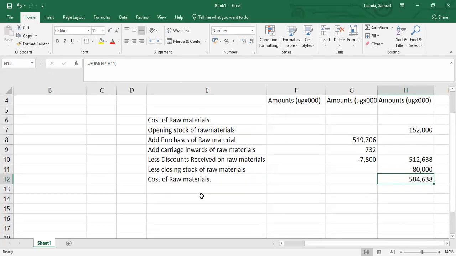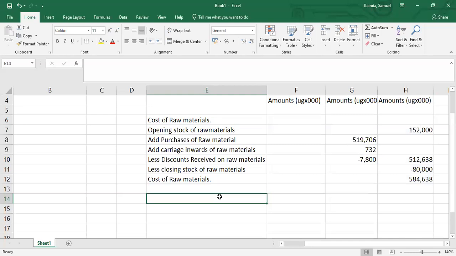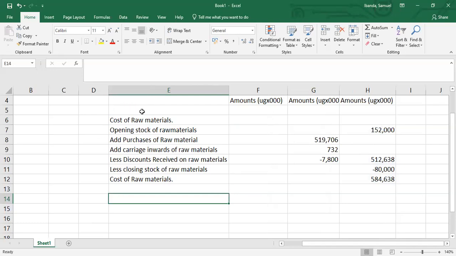So the next thing that we are going to look at is labor, okay? Remember, we said that we look at raw materials, we look at labor, and then we look at other kind of factory overheads, okay? So we're now going to look at the cost of labor.